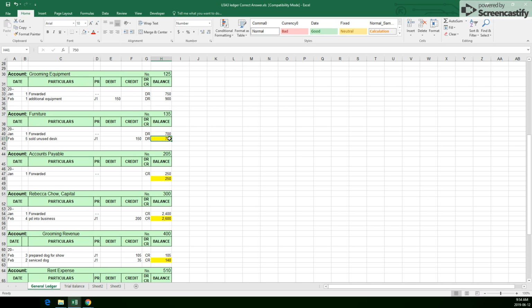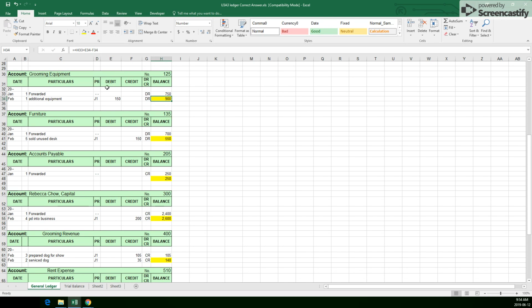And here my balance doesn't make sense. It's 700 minus 150 from this credit, which should actually give us a balance of 550. So what it's done is added it. I'm going to go up and look at the formula here. It's equals beginning balance minus credits plus the debits. There we go. So there's our balance of 550 in furniture, and I think that probably corresponds with what you have.